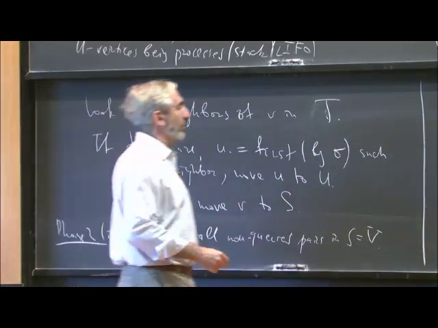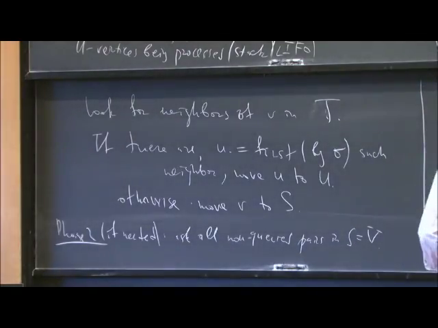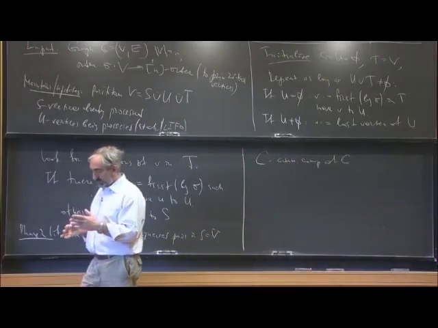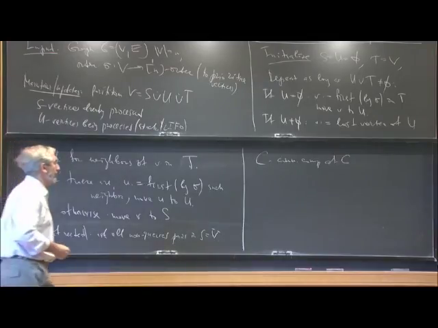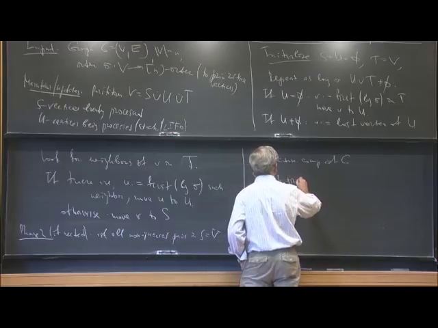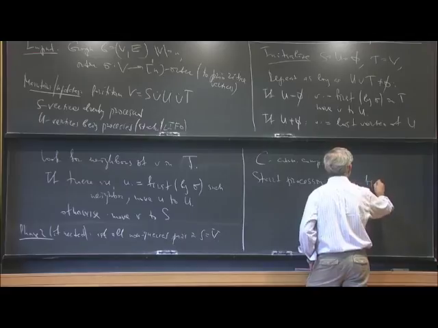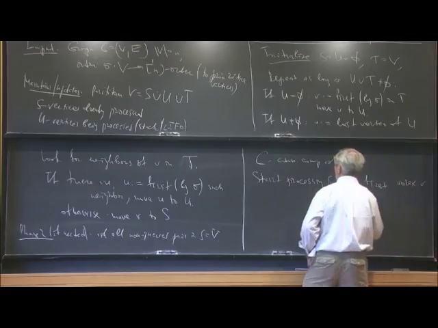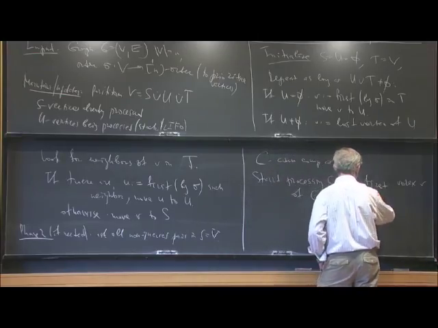Suppose we have a connected component C of G. So how do we process C? We start processing C when the first vertex of C, again by sigma, vertex V, say, of C, moves from C to U.